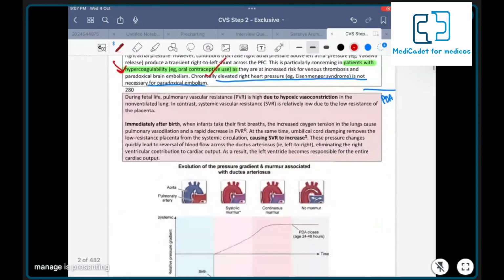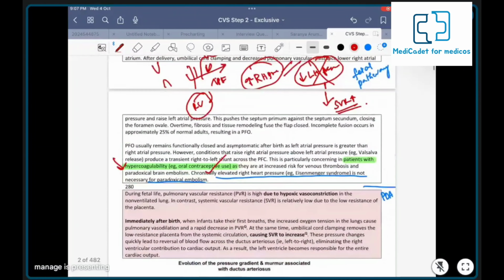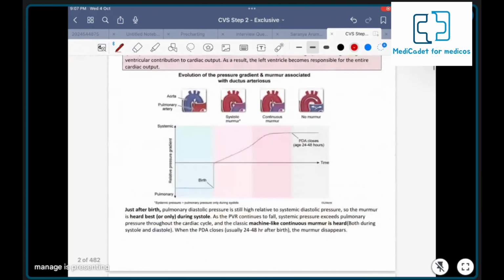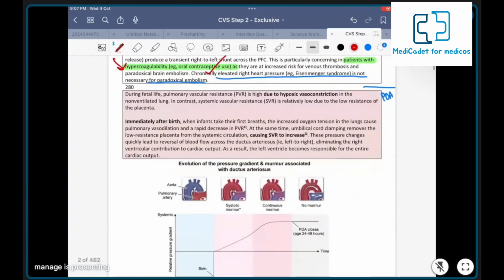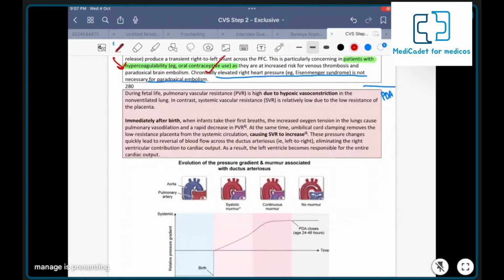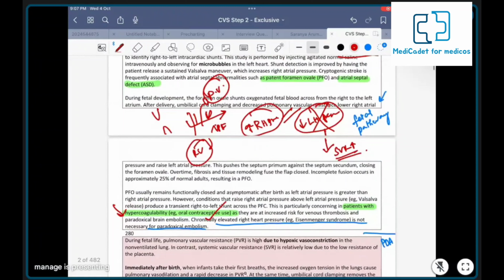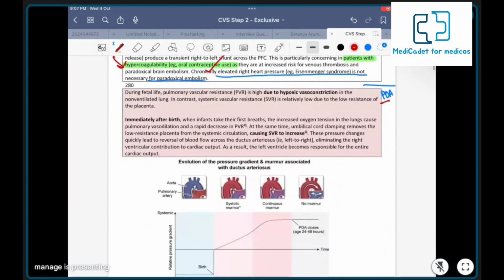And the next concept that we are going to discuss here, I think I covered most of that in the page, is the PDA. So we finished the patent foramen ovale, which is a very different concept from the one we are going to discuss, that is PDA.